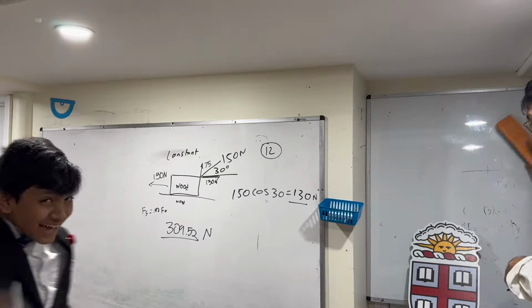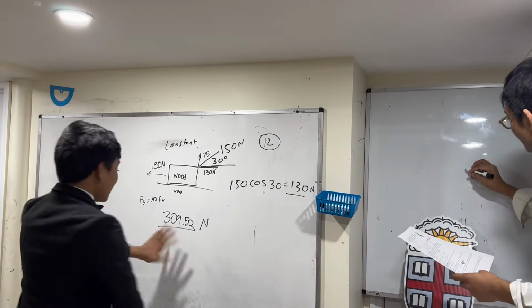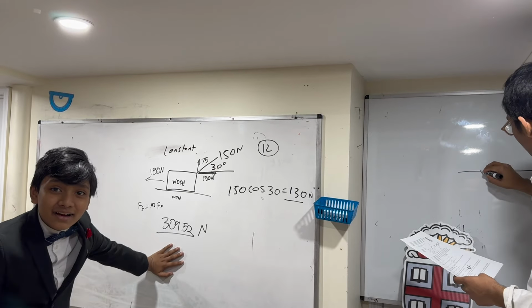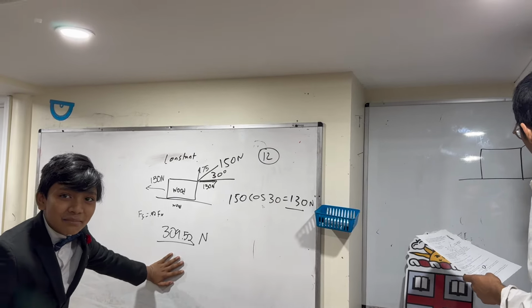Where does he get his ideas? Wait, Isaac. 309.52. And what is the normal force? No, the weight is this. Sorry. The normal force is this. The weight is that. Can you write nicely so a human being can understand it? Okay. 384.52 is the weight, and 309.52 is the normal force.